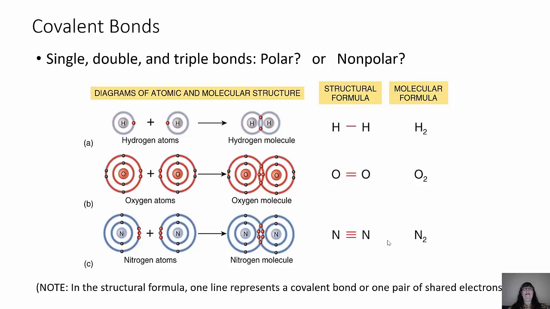Now nitrogen, it has 5 electrons in its outermost shell, so it needs 3 more. So nitrogen atoms will actually share 3 pairs of electrons, creating that triple bond that you see in the structural formula. One line is a covalent bond, or 1 pair of shared electrons. So nitrogen is sharing 3 pairs of electrons to create that N2. Okay? And they're all nonpolar because they're all the same atom, so neither one has a stronger pull on the other.